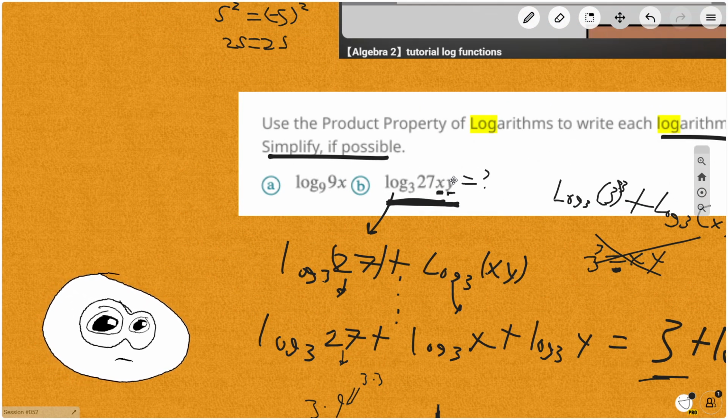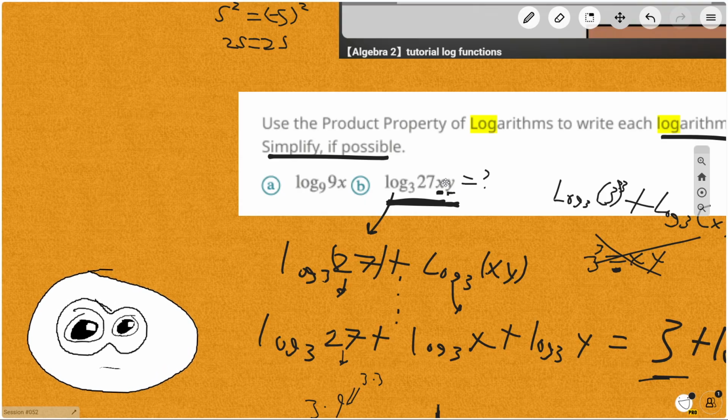Alright, cool. Now let's see what else I can grab.